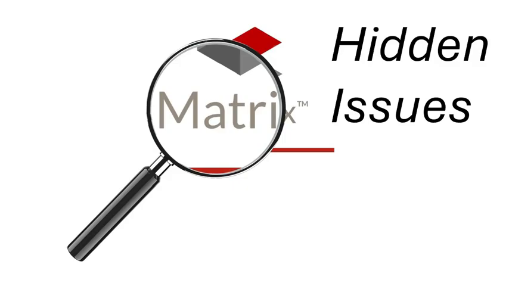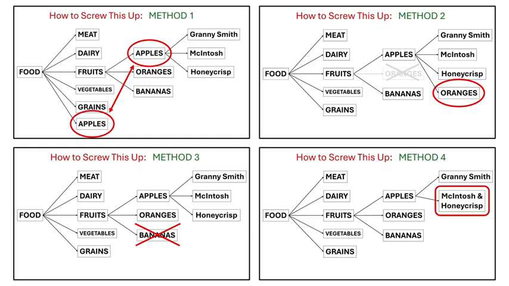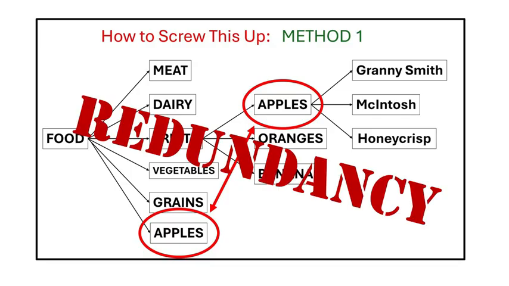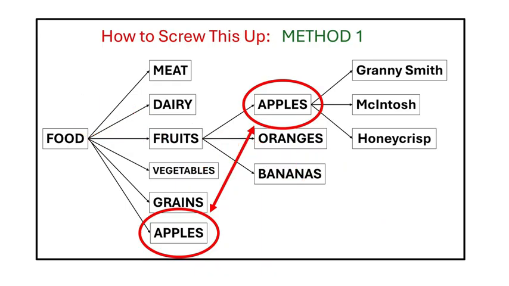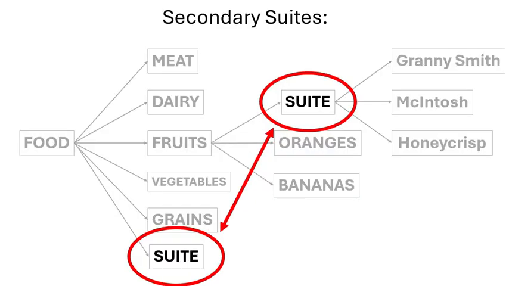So I made a video about some hidden issues in Matrix, and this is part 2. This is the follow-up to that video. In that video, I pointed out several issues that were happening within our database tree, and I homed in on one specific one, which was this redundancy thing, this thing that occurs when you have the same item appearing in more than one place within the tree. Okay, that's redundancy. And the specific example that I used to illustrate this was secondary suites.